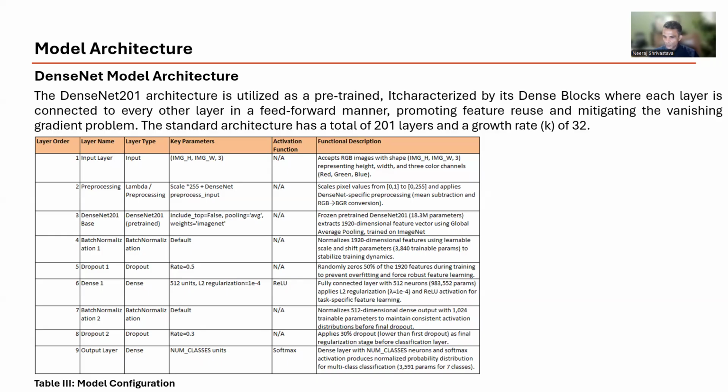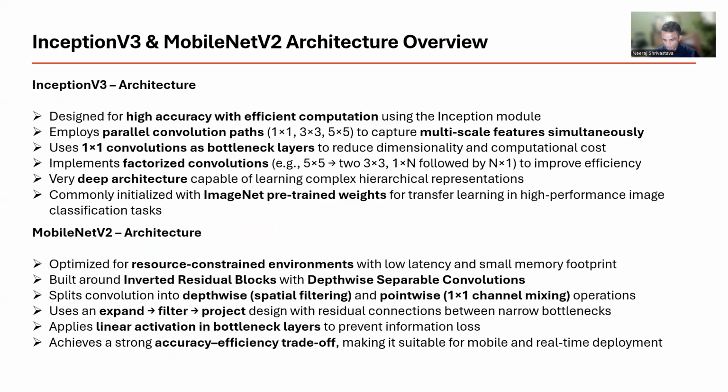Now, layers 4 to 8 are where normalization and stabilization are performed; batch normalization layers are used to stabilize training dynamics. And when it comes to feature learning, a dense layer with ReLU activation and L2 regularization is applied to learn task-specific features from the DenseNet output. For overfitting control, two dropout layers were added with rates 0.5 and 0.3 to robustly prevent overfitting during training. And the final dense layer uses a softmax activation function to produce a normalized probability distribution across all target classes.